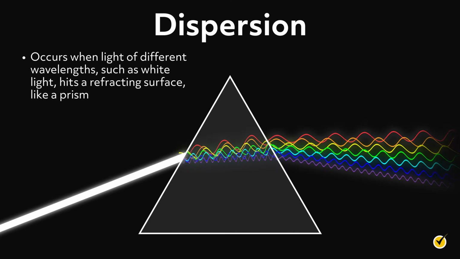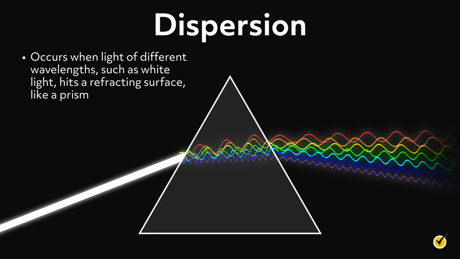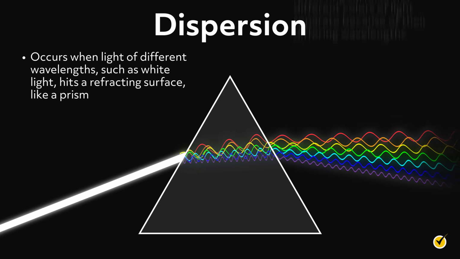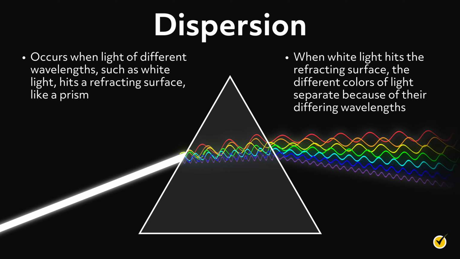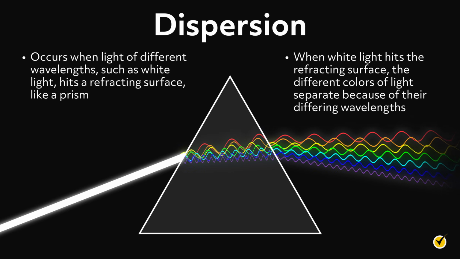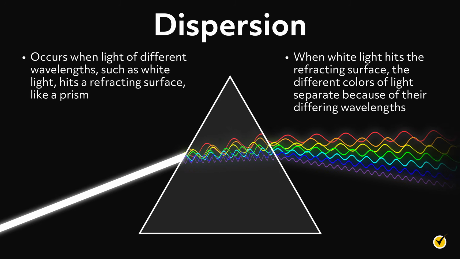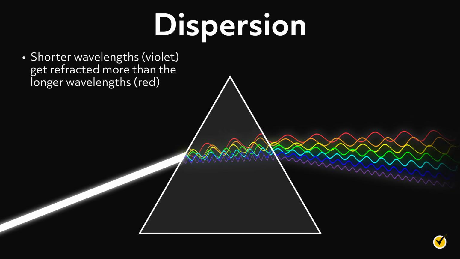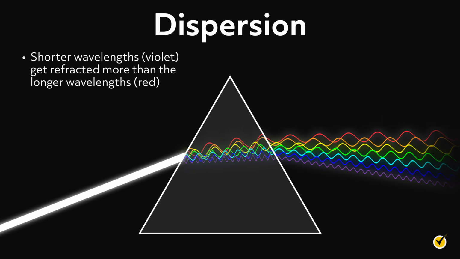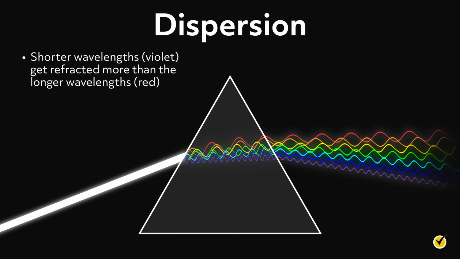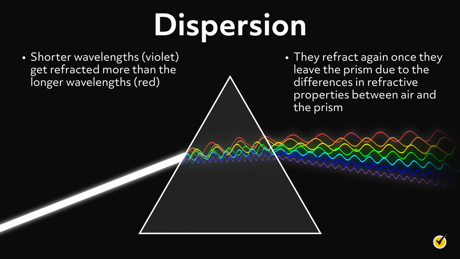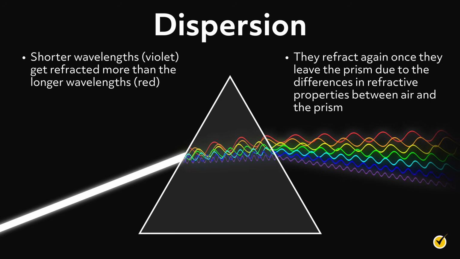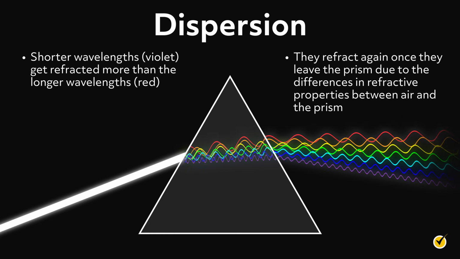Dispersion occurs when light of different wavelengths, such as white light, hits a refracting surface like a prism. When white light hits the refracting surface, the different colors of light separate because of their differing wavelengths. Shorter wavelengths, like violet, get refracted more than the longer wavelengths like red. They refract again once they leave the prism due to the differences in refractive properties between air and the prism.